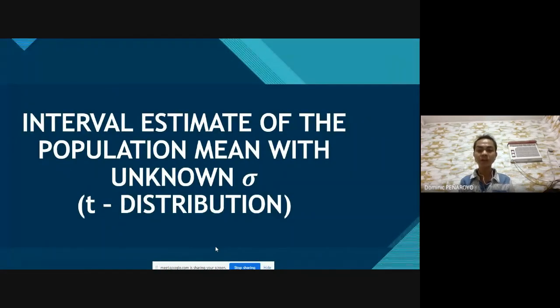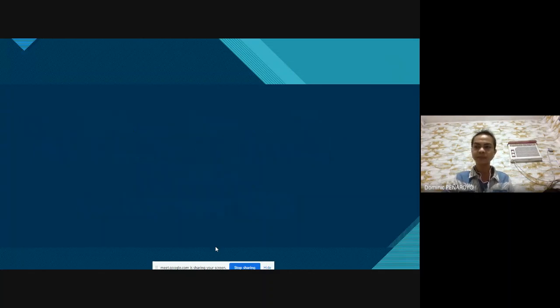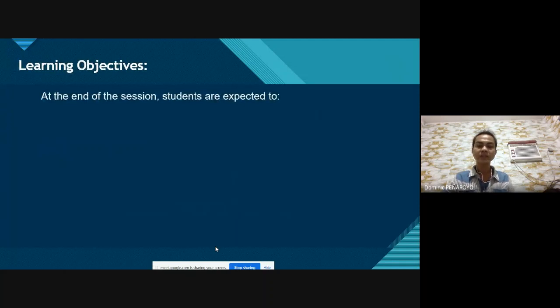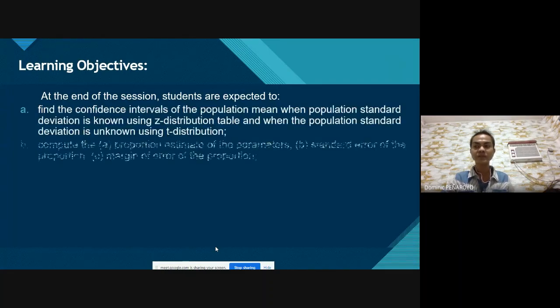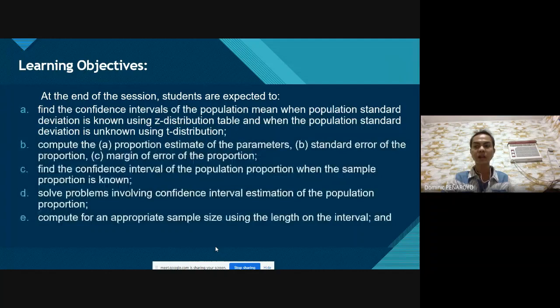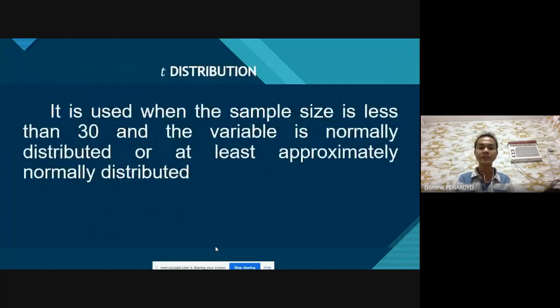For this lecture video, we'll be discussing the interval estimate of the population mean with unknown population standard deviation, or simply the t-distribution. So let's proceed. The learning objectives, I already presented in our previous lecture video. So let's proceed with the definition now for the t-distribution.